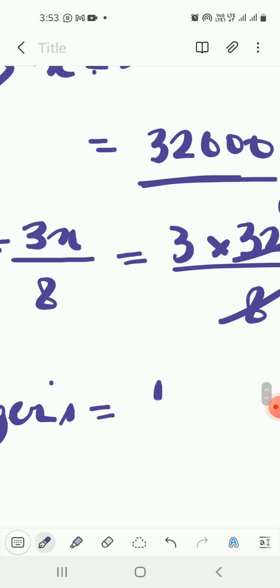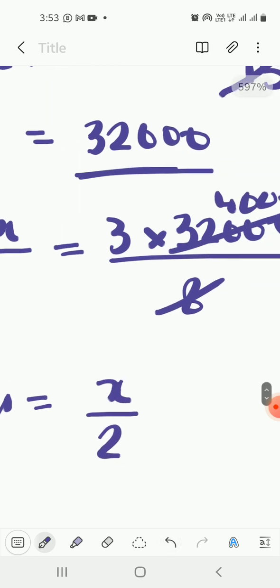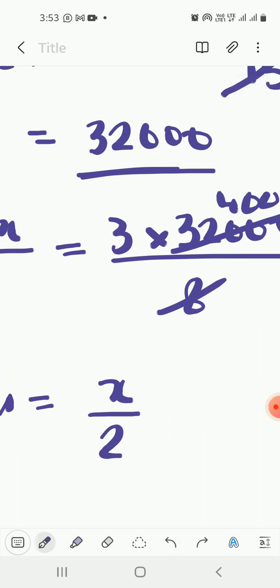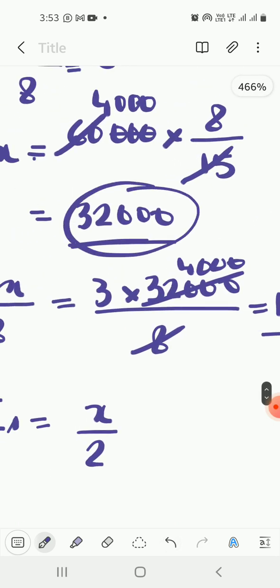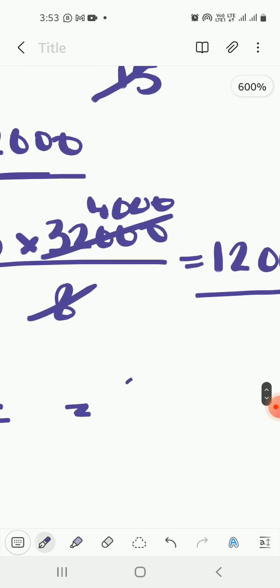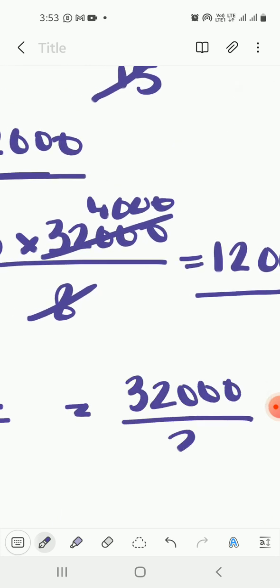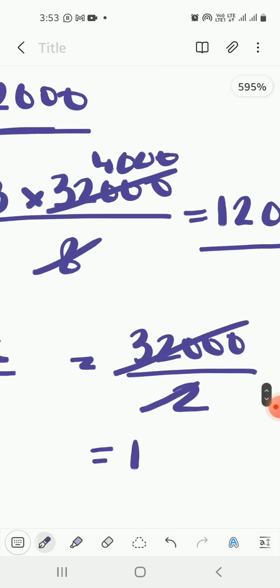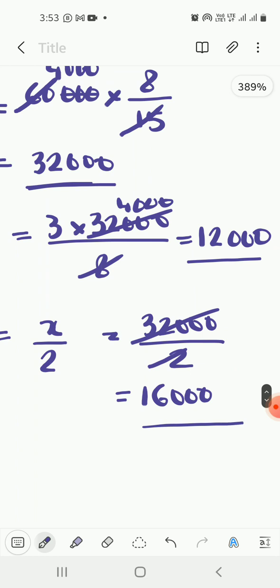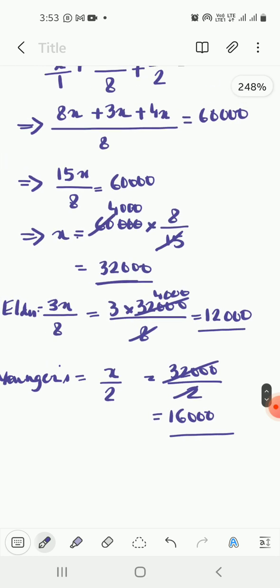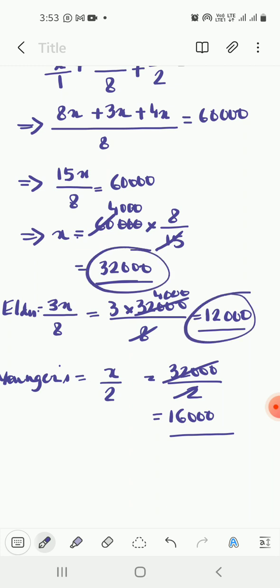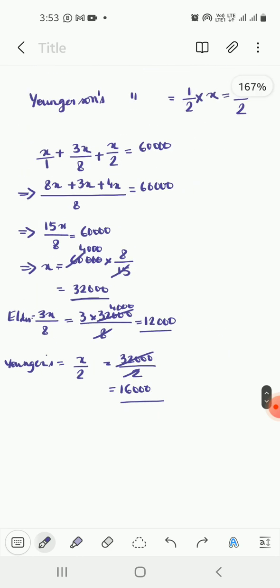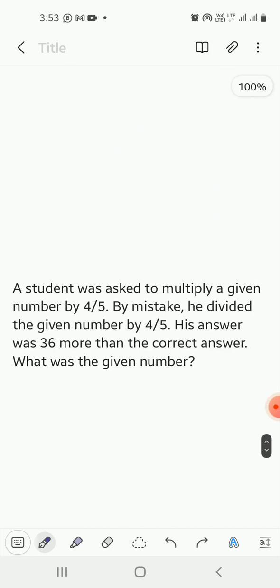In order to find out the younger son's contribution, it will be half, which means x by 2. Same way, substitute the value of x with 32,000 that we have got. So this is 32,000 divided by 2, which becomes 16,000. So the younger son's share is 16,000, elder son's share is 12,000, and the mother's share is 32,000. Once you add this together, 32, 12 and 16, you will get 60,000, in case you want to cross check your answer. Now we'll move on to another sum.